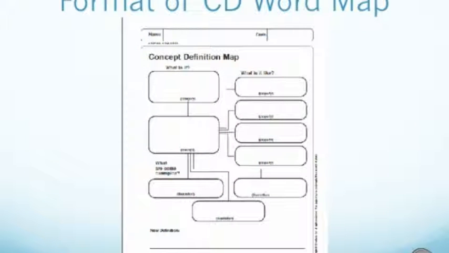Here is the general format of a CD word map. As you can see, we would put our central term in the middle. Then we would go above and classify or categorize it on what it is. To the side, we can put what it is like, and these are all different properties the word may possess. And below, we can write about some examples, and this is the time where we draw illustrations from it. On the bottom, we can leave a space for definition of what we think our key term is.